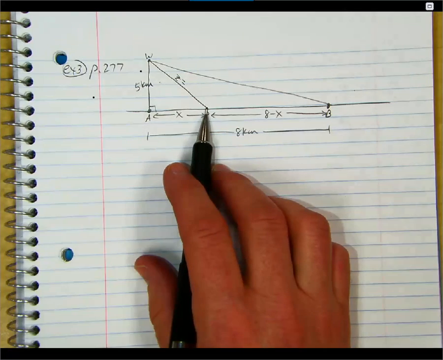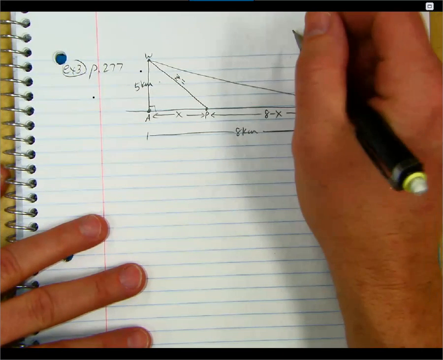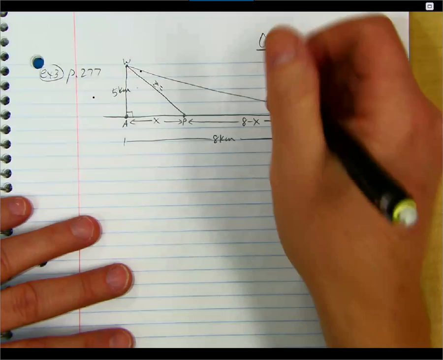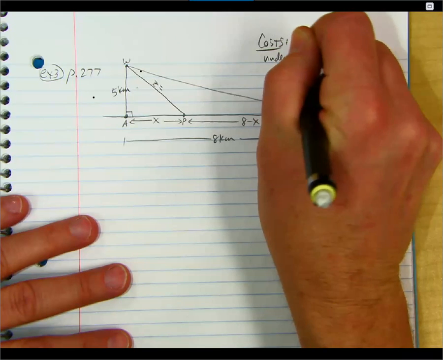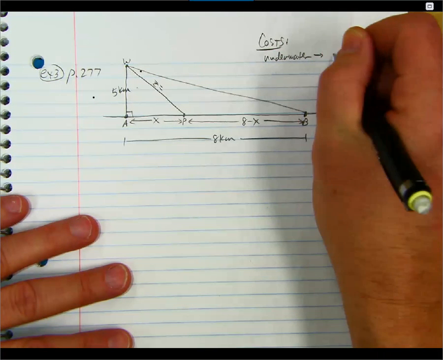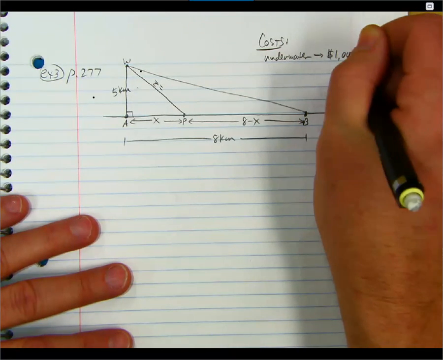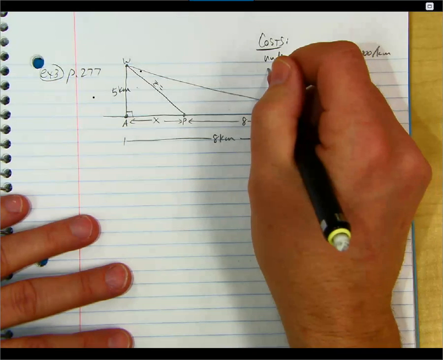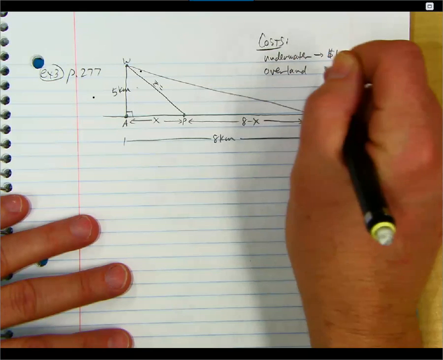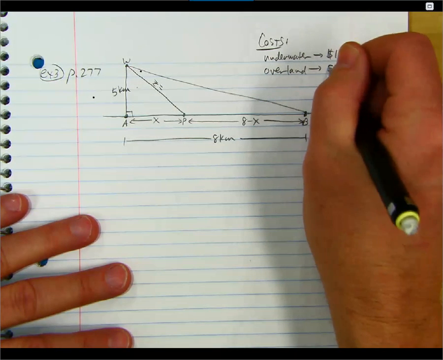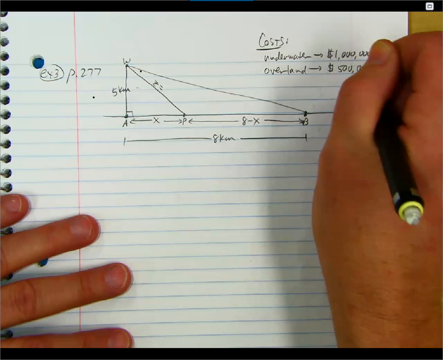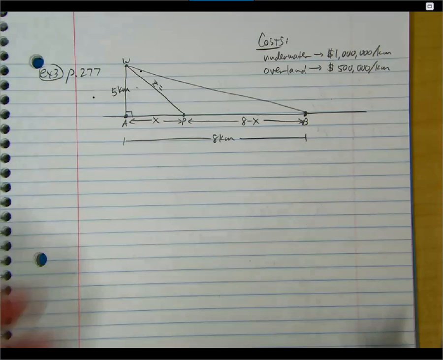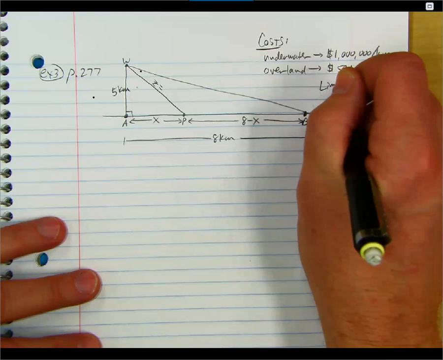And then we're going to incorporate the costs. So let's go ahead and write down costs. So for the costs, we have underwater, and that's going to be $1 million per kilometer. And then we got over land. It's going to be a little bit less. Not a little bit. It's half that price. It's $500,000 per kilometer.